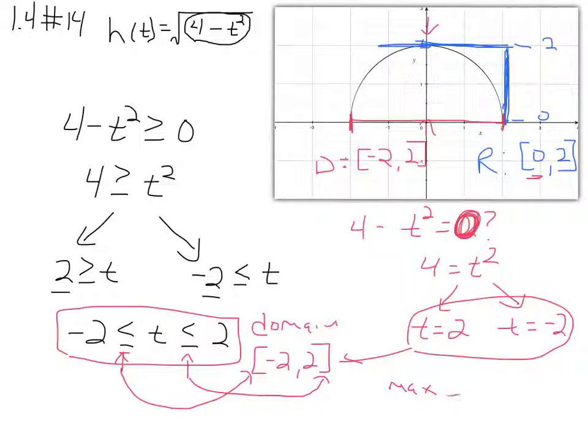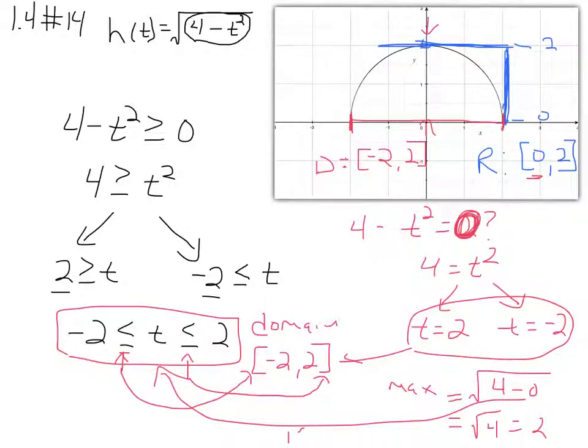The max when t is 0 is max is equal to the square root of 4 minus 0. Square root of 4 is equal to 2. And we do get there. 0 is in our domain. So this is going to be our maximum.